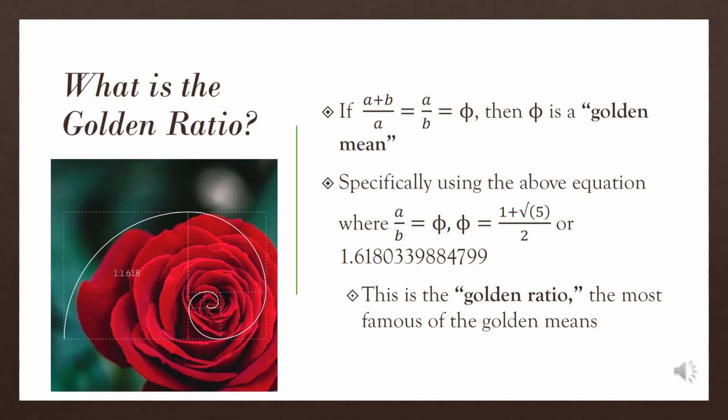When a over b is equal to phi, or b over a is equal to 1 over phi, phi equals (1 plus the square root of 5) over 2, or approximately 1.618. This specific number is the golden ratio, which is the most famous of the golden means.